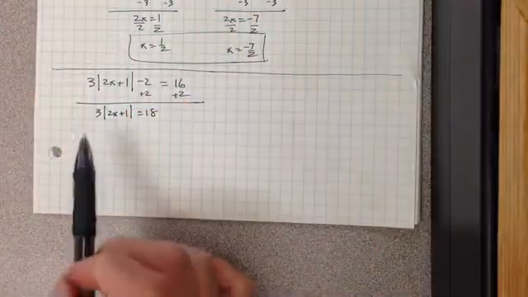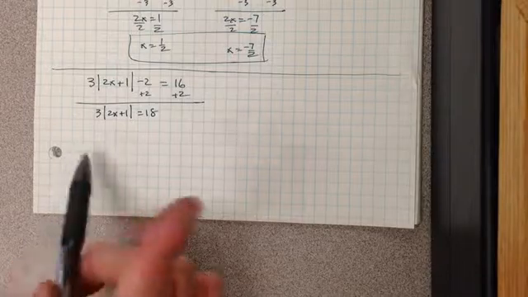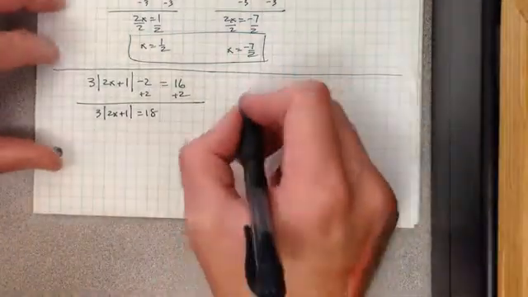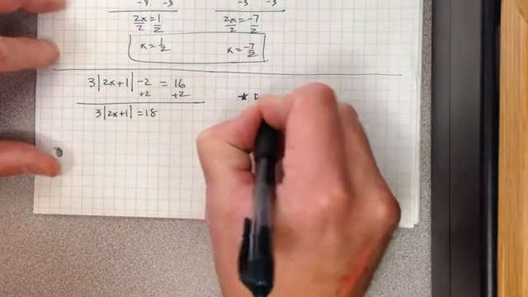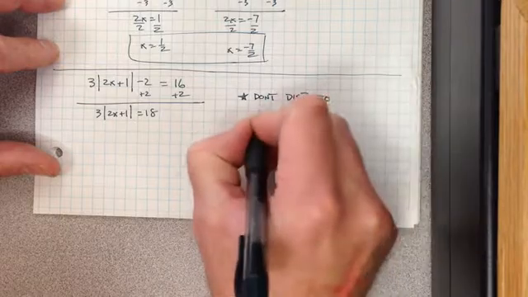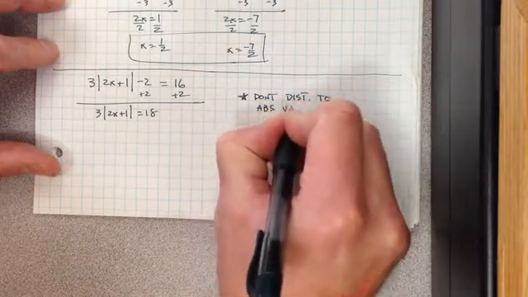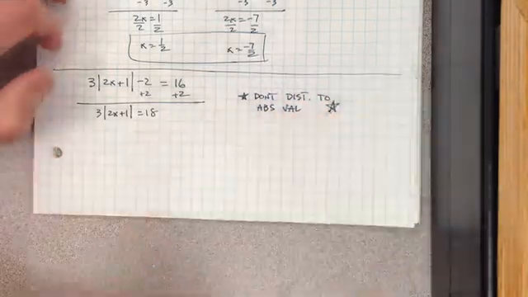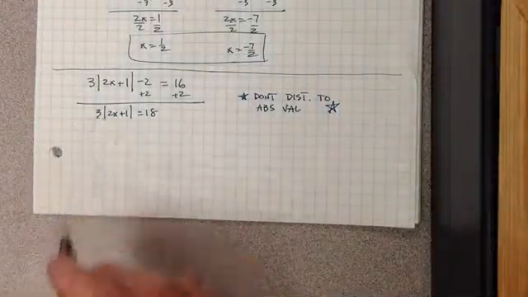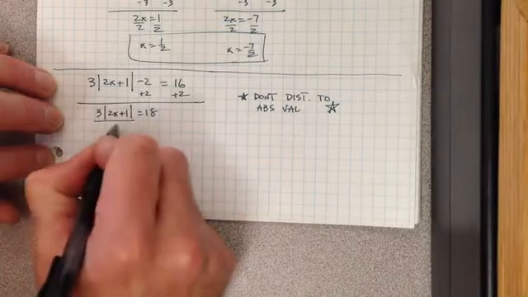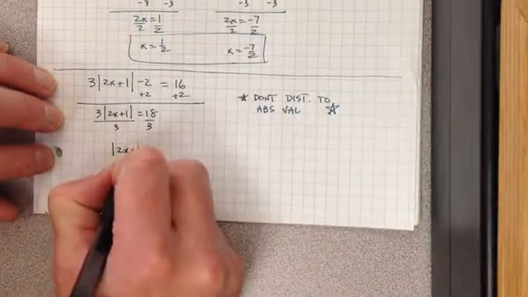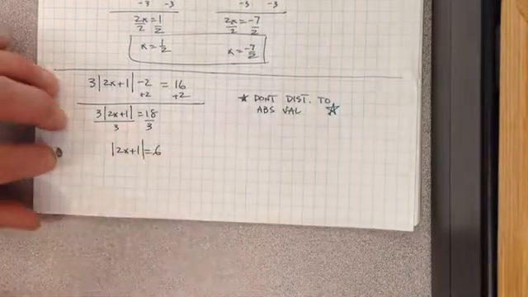Now, some people want to come through and distribute, but do not distribute to absolute value. I guess we should put a little star by that. Don't distribute to absolute value. Please do not do that. The way we're going to undo this multiplication is with the operation of division. Divide both sides by 3. The absolute value of 2x plus 1 equals 6.